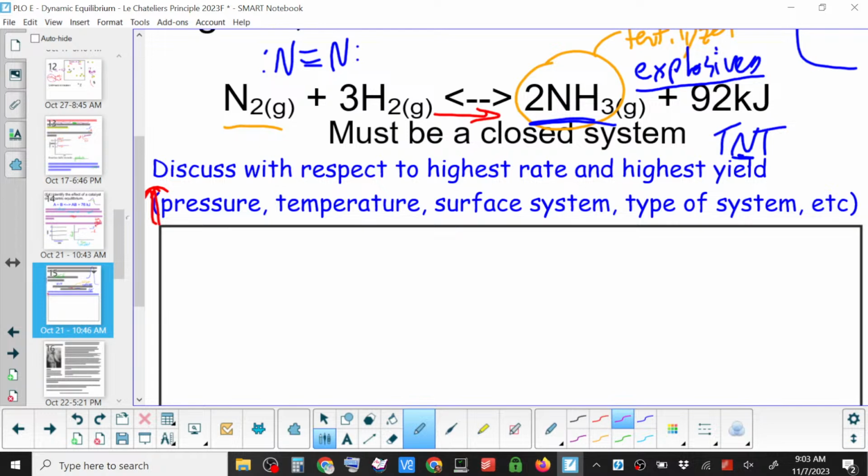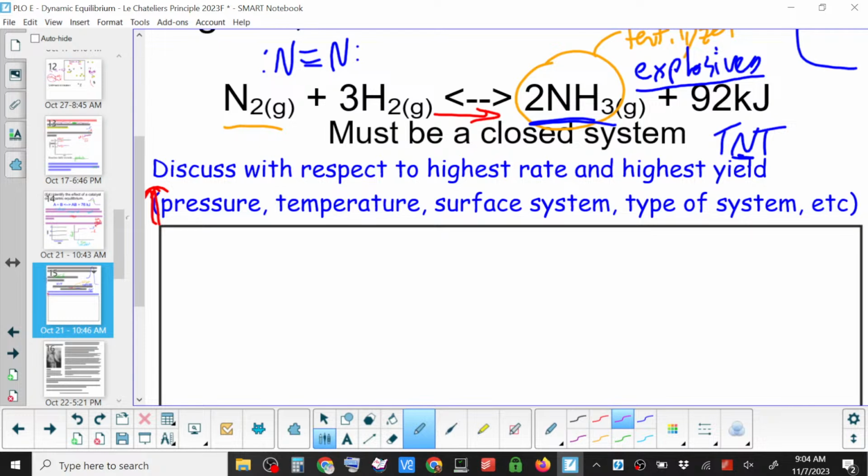I'll pick a different color for the next one. Temperature. Do we want a high pressure or a low pressure? Sorry, not pressure. High temperature or low temperature? Probably high one. Why the highest one? Because it will help with the reaction rate. If we have a high temperature, the rate will be fastest.